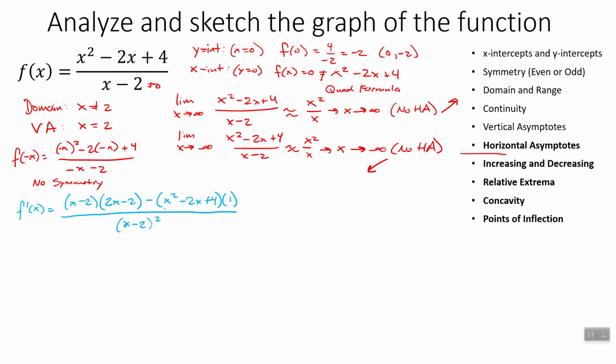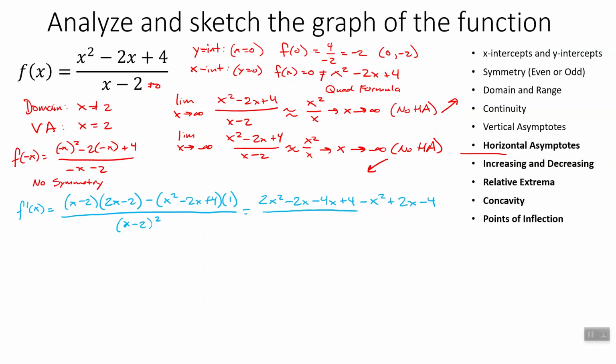All right, we probably want to multiply some of this out because we're going to get some like terms that we can simplify. So if we multiply this top out, we're going to have 2x squared. First, outer, we're going to have a minus 2x. Inner, we're going to have a minus 4x. Last, we're going to have negative 2 times negative 2, which is 4. Then we're going to distribute the negative here, so we get minus x squared plus 2x minus 4.